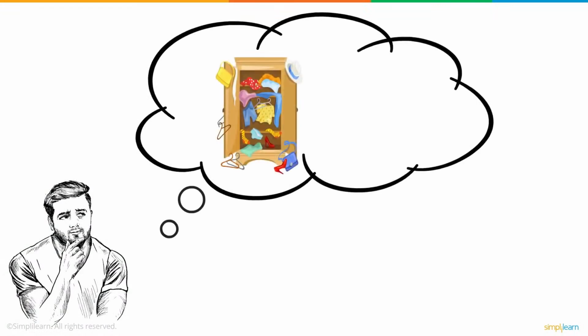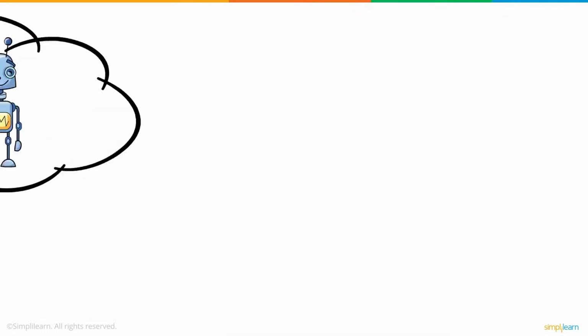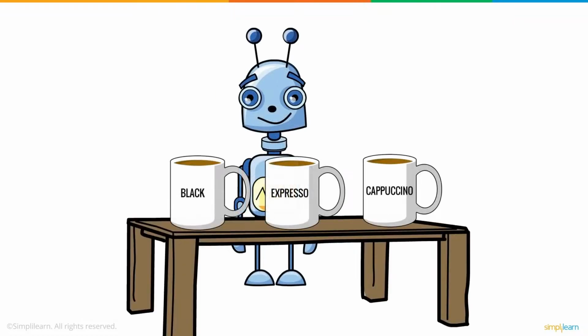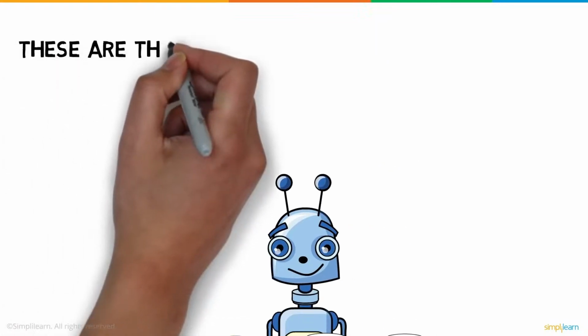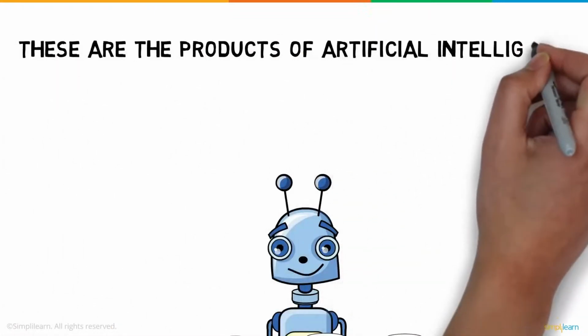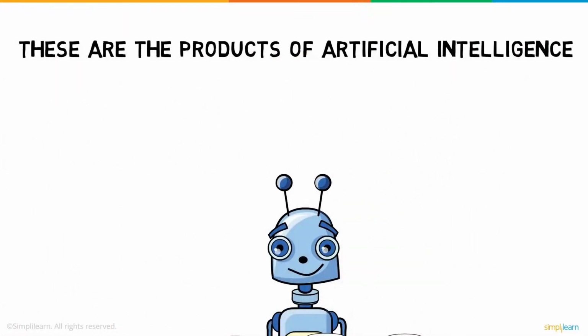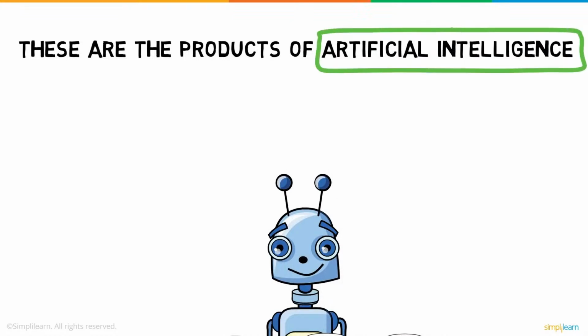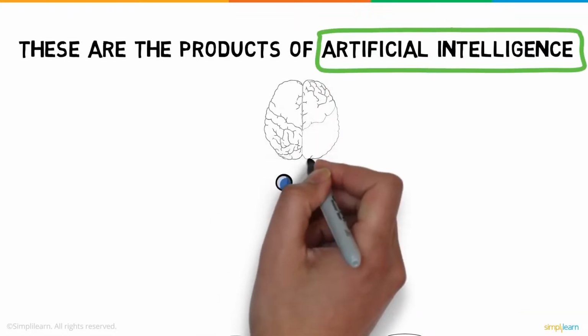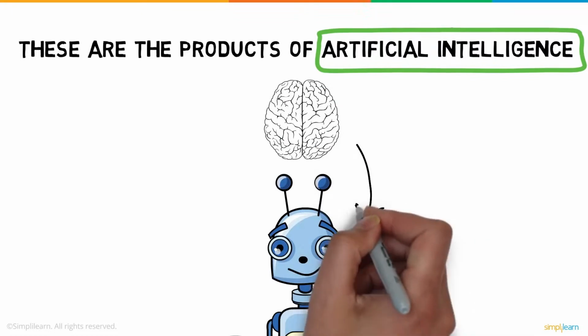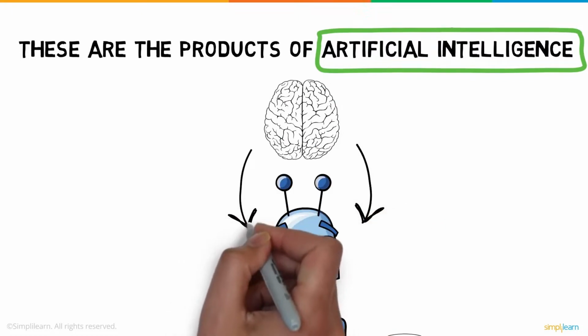Picture this, a machine that could organize your cupboard just as you like it, or serve every member of the house a customized cup of coffee. Makes your day easier, doesn't it? These are the products of artificial intelligence. But why use the term artificial intelligence? Well, these machines are artificially incorporated with human-like intelligence to perform tasks as we do.